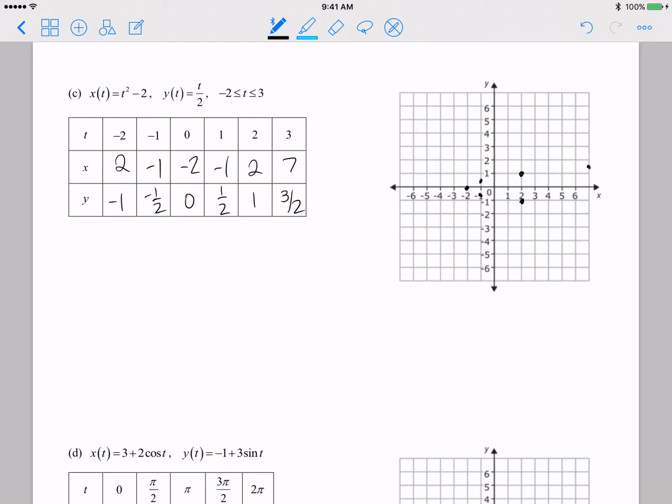Okay, so what we have is kind of this sideways parabola, and I'm going to try to do my best to draw the graph that goes through those points, this sideways parabola which is going in this direction.